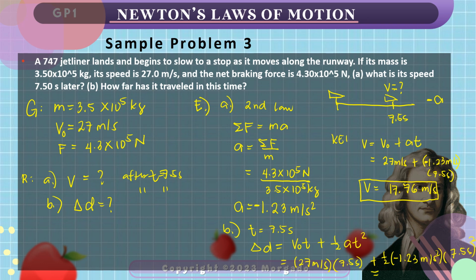roughly around 168 meters. So meaning to say, the plane will be able to travel a distance of 168 meters in 7.5 seconds if the acceleration is constant with a value of negative 1.23 meters per second squared.